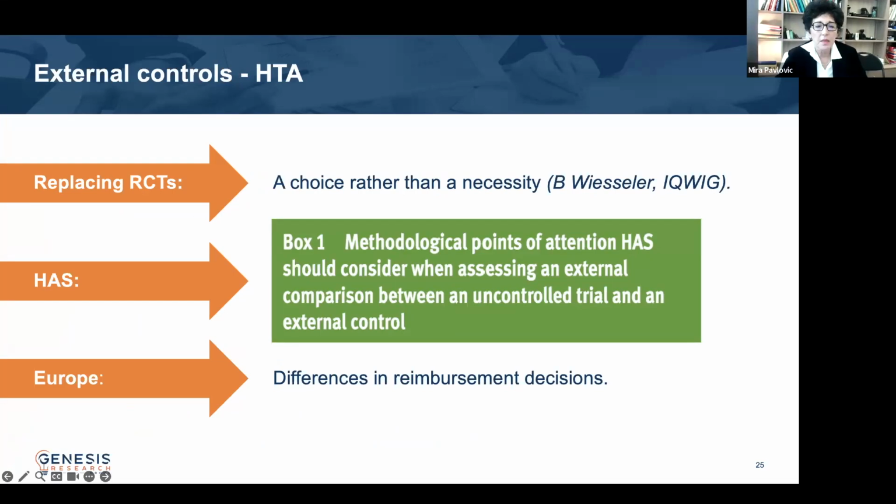Replacing RCTs with ECAs, and BAT says it's rather a choice than a necessity. I don't think it tells you everything. I think Frank Ulrich will tell you more about that. In-house, where I worked, there is a huge box with all the methodological points to take into account when you are thinking about external controls. So it means better not do that. And in Europe, when you look at reimbursement decisions, there are many differences based on the same data.